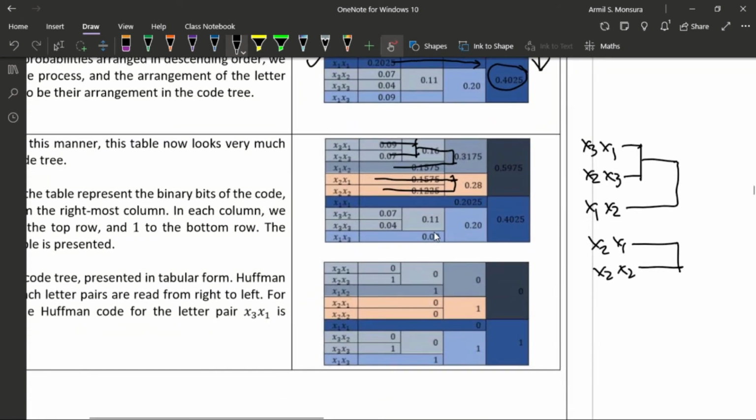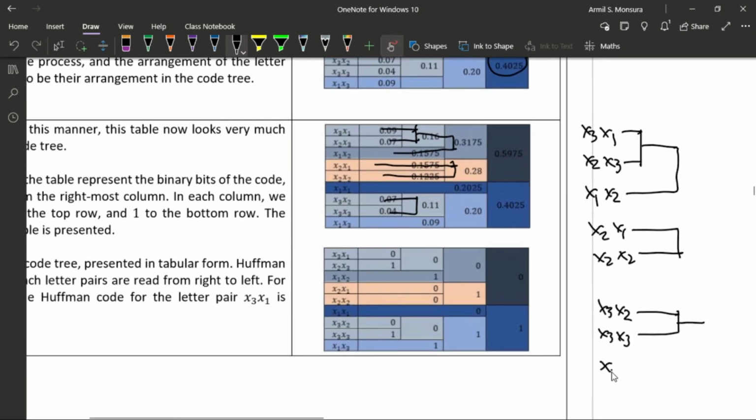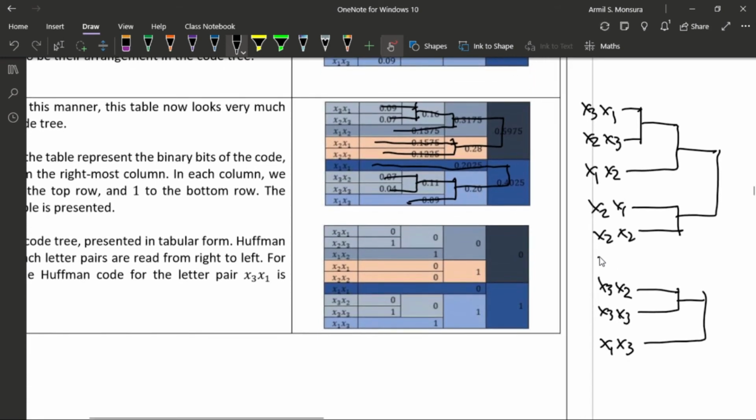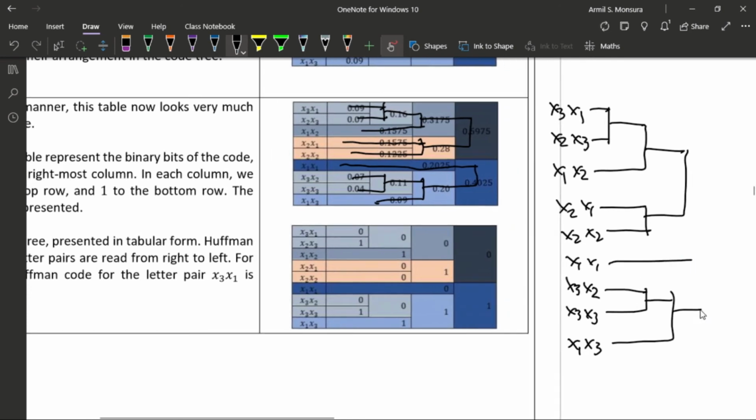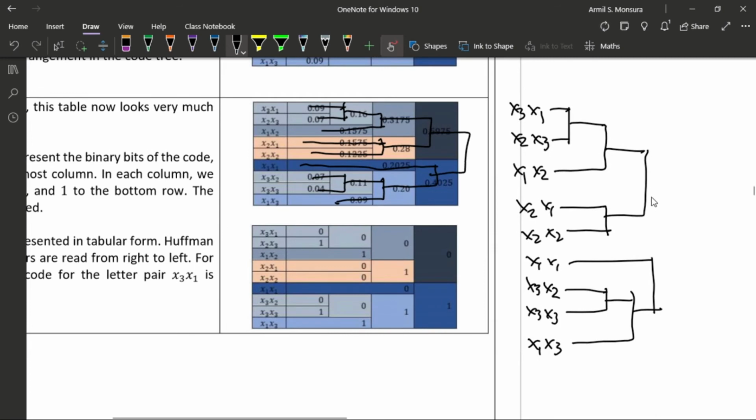Then, next, mamaya ito, ito muna. We have X3, X2, at saka X3, X3 to be combined together. Ito, tsaka ito. Okay? And then, yung combination nila, iko-combine natin sa X1, X3. Okay? So, ito yun. Then, we will have the two, these two. Okay? I-join natin sila. And then also, this, tsaka this is to be joined. So, yung X1 is to be joined here. And then finally, we will have to join these two. Okay? So, makikita nyo, ma-generate nyo na yung code tree galing dito sa table na to.